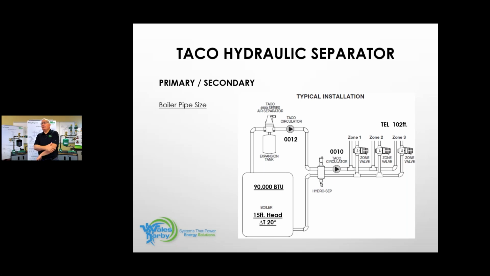First, determine your GPM. Now you've got your GPM and head. Look at your pump charts. Pick the proper circulator. And once you know your GPM, pick your pipe size.